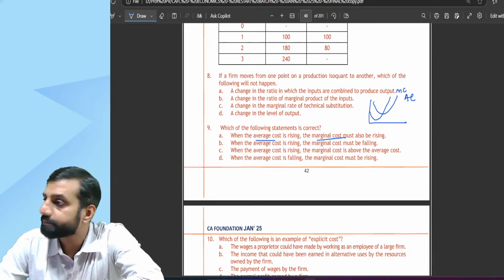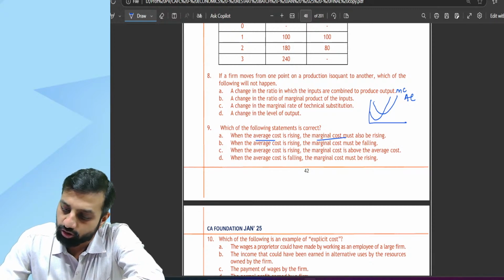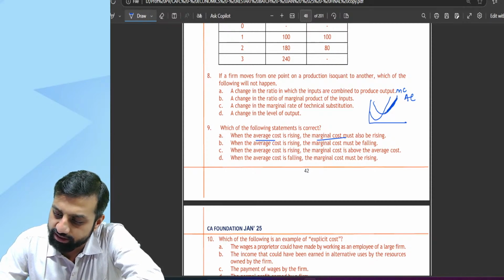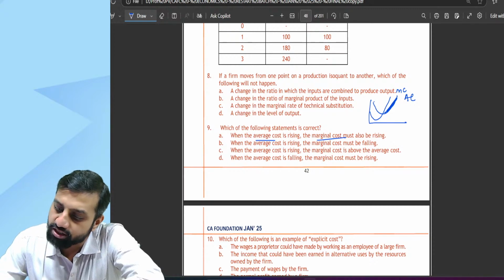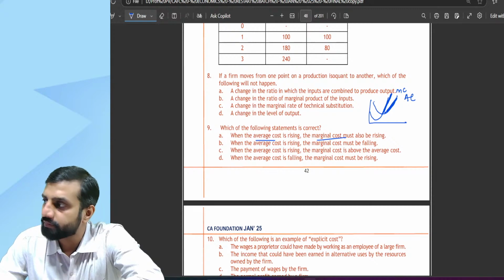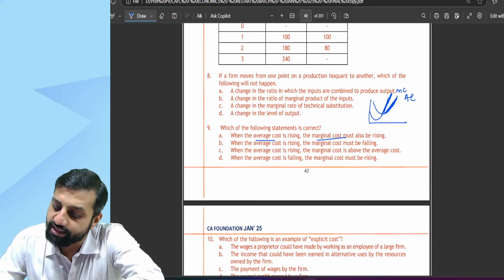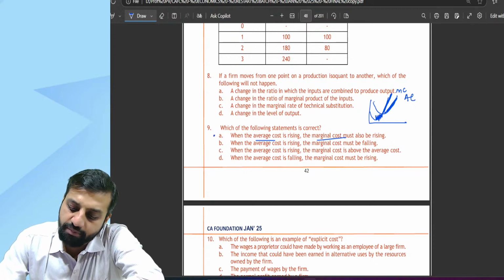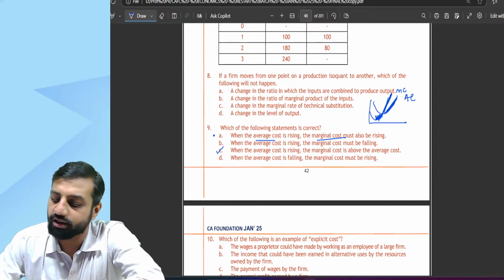Yes, Surya. So when average cost is rising, marginal cost must also be rising. But can I say marginal cost has started to rise even before that? So A can be an option, but C is a better alternative.